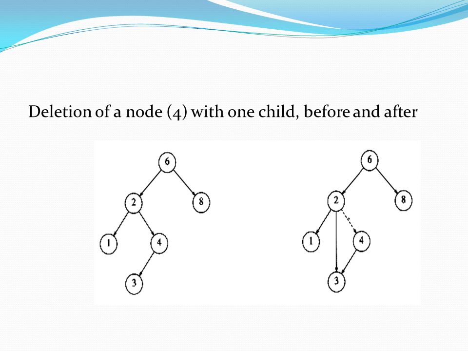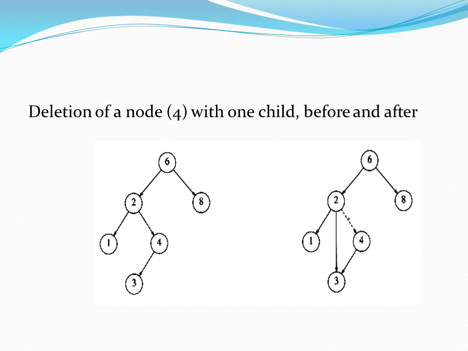Deletion of a node 4 with one child, before and after. See, in this tree we are going to delete the element 4. First we have to find the location of 4. 4 is less than the root node 6, so we know that 4 is present in the left subtree. So we are checking only in the left subtree. In the left subtree the root is 2. 4 is greater than 2, so we know that 4 is present in the right subtree of 2.